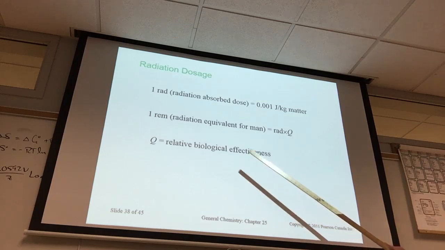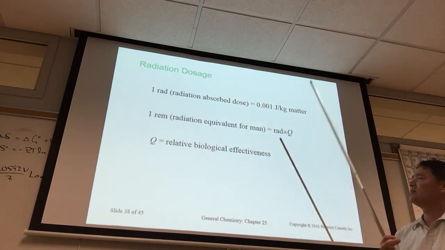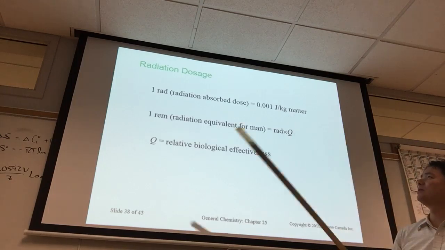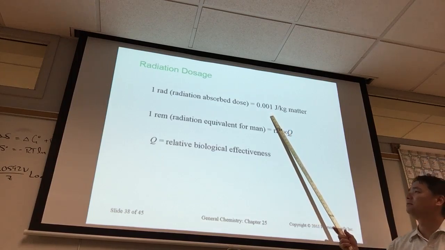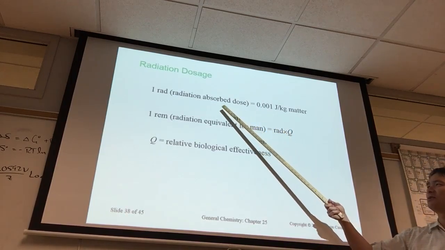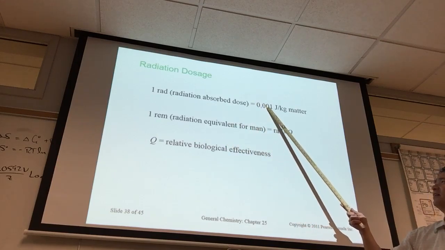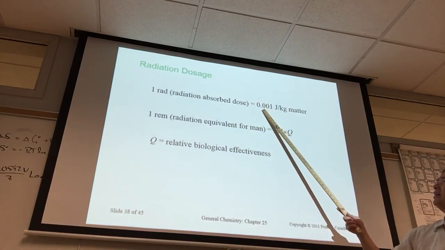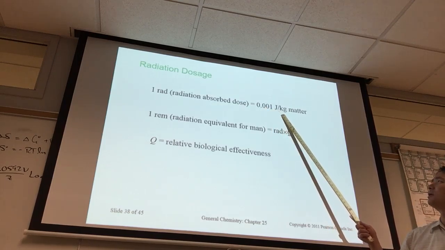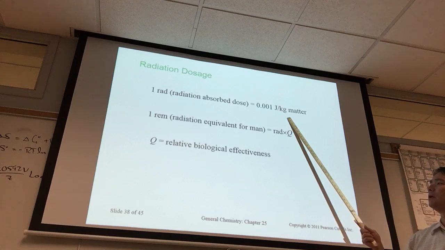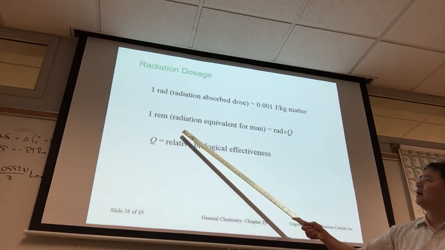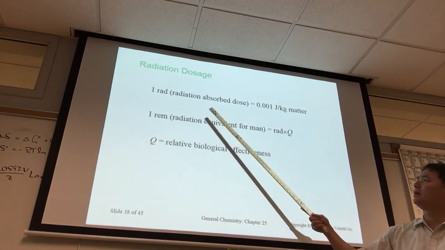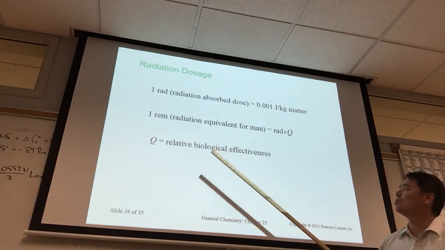All right, so we should talk about radiation dosage. I carried around this little badge. This badge would tell me how many rads I had, radiation absorbed dose. There was only one type of radiation I was exposed to, so rad was okay. 1 rad is 0.001 joules per kilogram of matter. But there are other units for it, and that would be a rem and a curie.